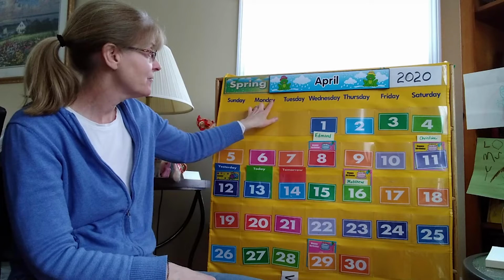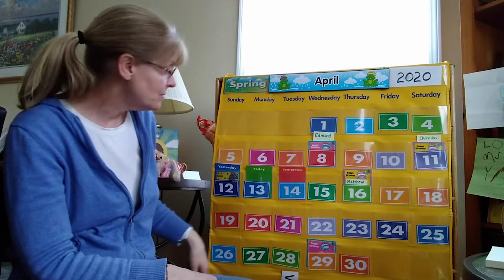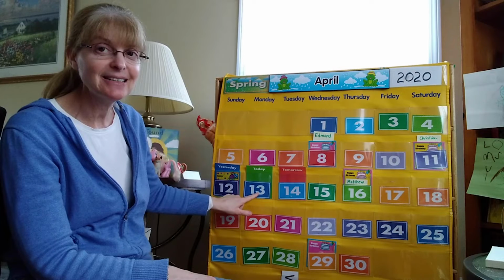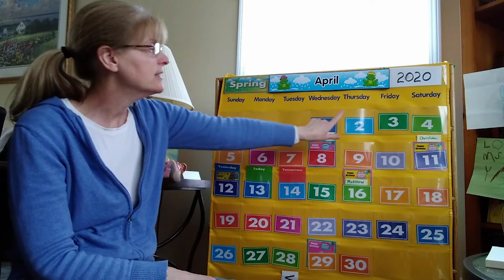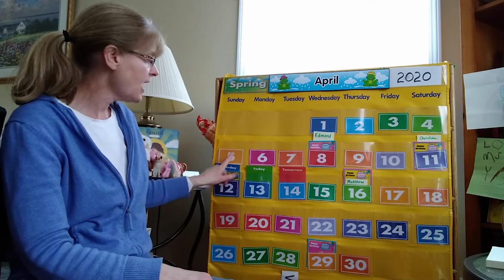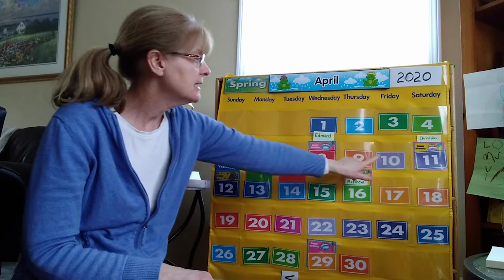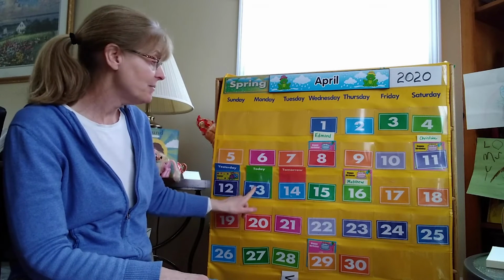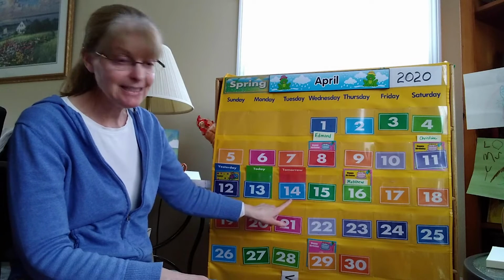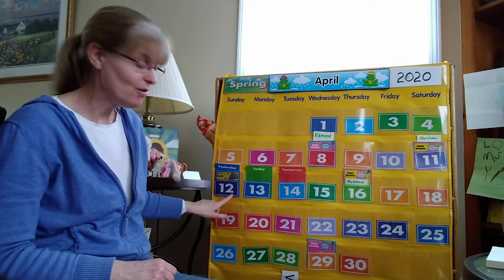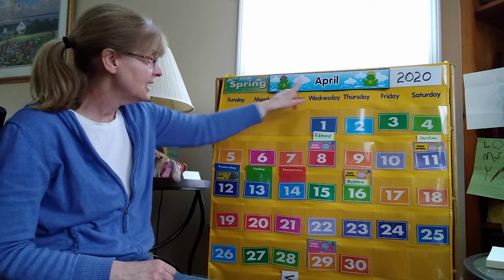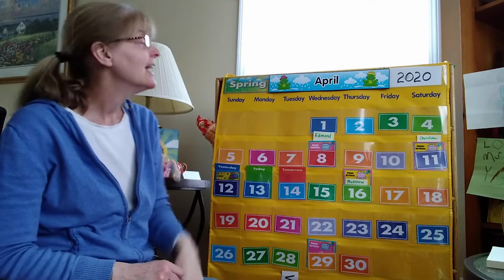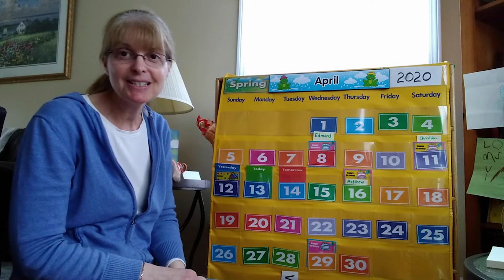Today is Monday. So here's Monday. Our month is April. And the number today is a big one. Number 13. A 1 and a 3 is 13. Let's count up to 13 together. 1, 2, 3, 4, 5, 6, 7, 8, 9, 10, 11, 12, 13. That is a big number. So that means that tomorrow is 14 and yesterday is 12. So today is Monday, April 13th, and the year is 2020, and it is springtime. We're going to be talking a little bit about springtime today.